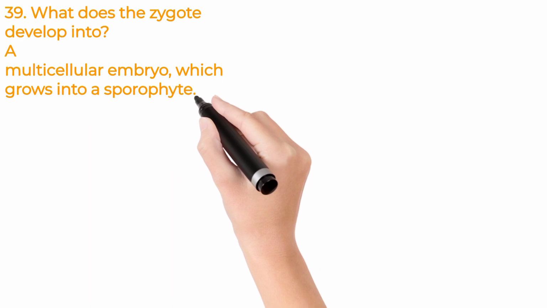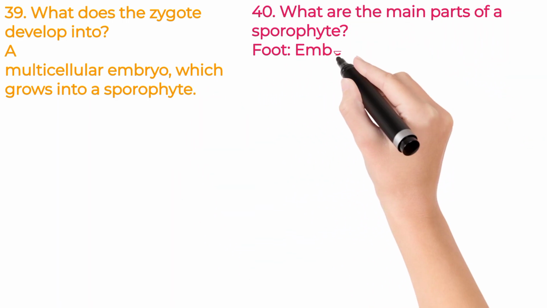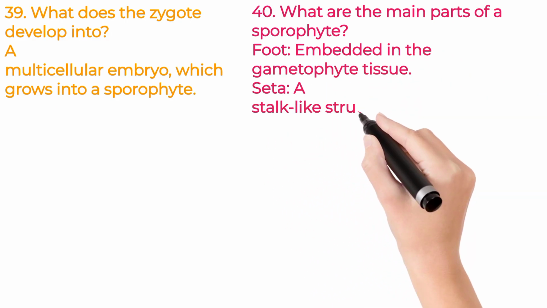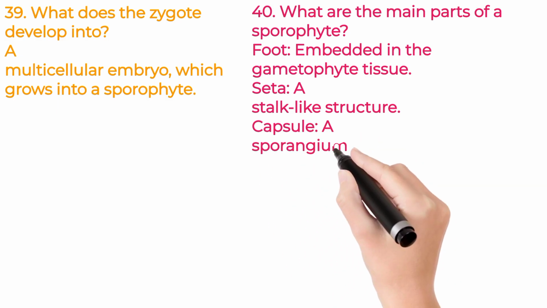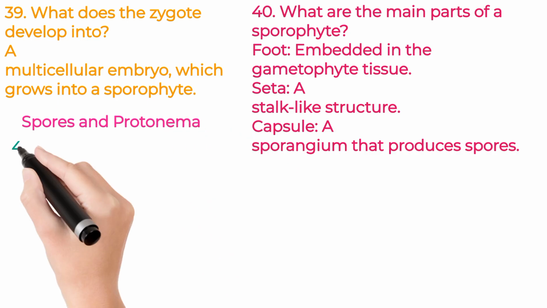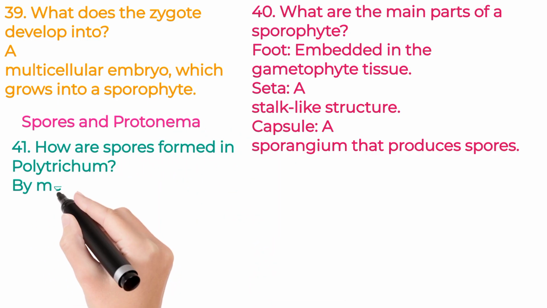40. What are the main parts of a sporophyte? Foot, embedded in the gametophyte tissue. Seta, a stalk-like structure. Capsule, a sporangium that produces spores. Spores and protonema. 41. How are spores formed in Polytrichum? By meiosis in the sporangium.